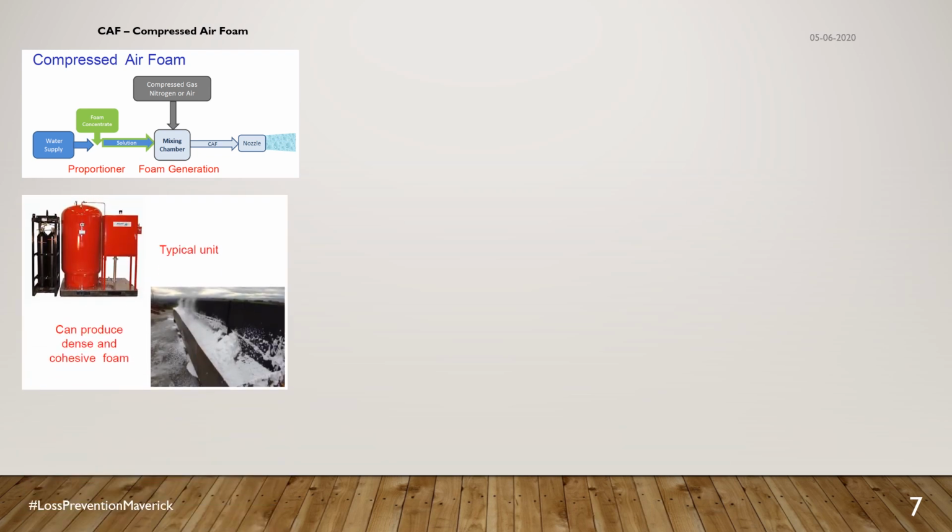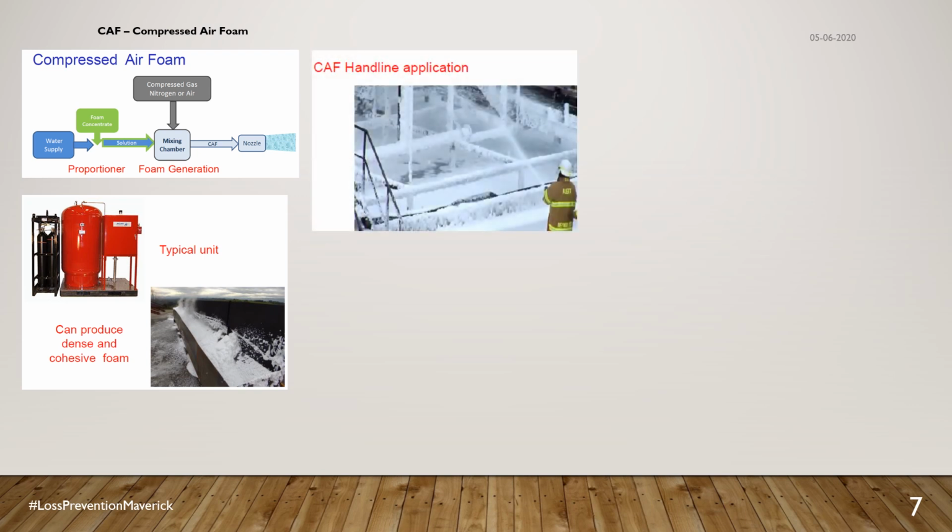So let's see a typical unit. Over here it is the foam solution in the bottles which are black. By code it should be nitrogen. Once it is delivered from the nozzle over here, you see it produces something called a dense and cohesive foam. On the next slide, look at the type of foam from the hand lines as the foam is released. Look at how it sticks onto these surfaces. So that's what CAF gives you: a pretty sticky, cohesive foam.